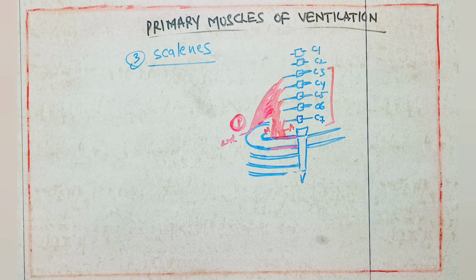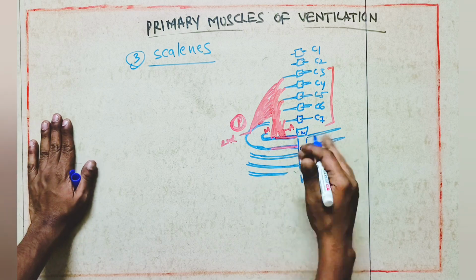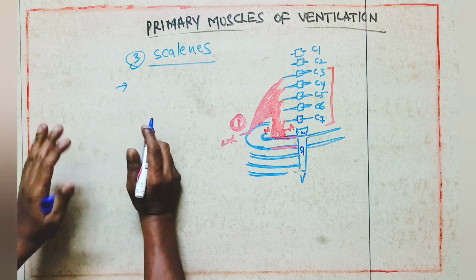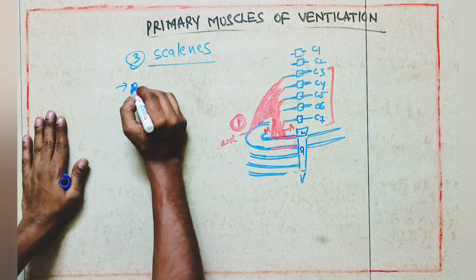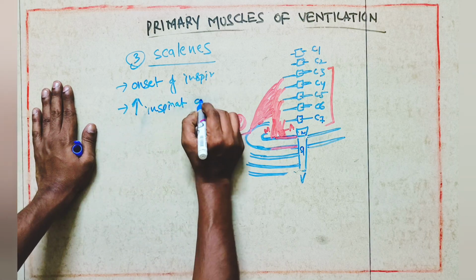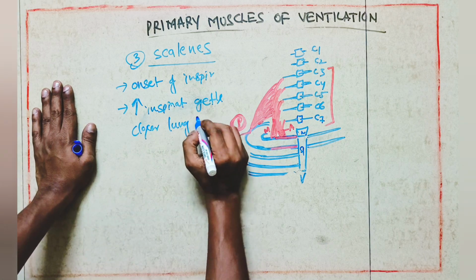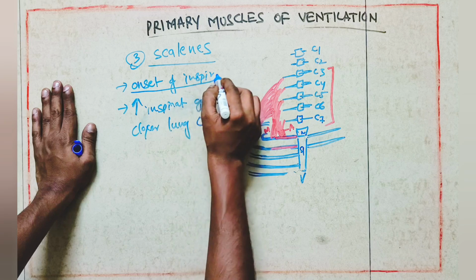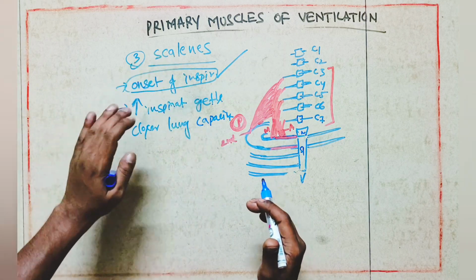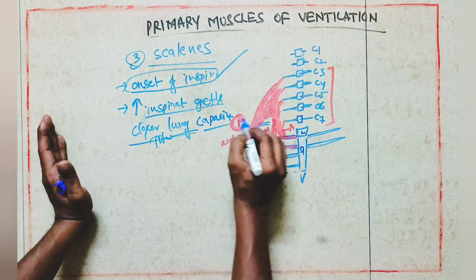And if we come to the action of these scalene muscles, imagine this mandible, this sternum. Here I didn't draw the thoracic spine, just to understand easily. The scalene muscle activity begins at the onset of inspiration, and the action will increase until inspiration gets closer to the total lung capacity.